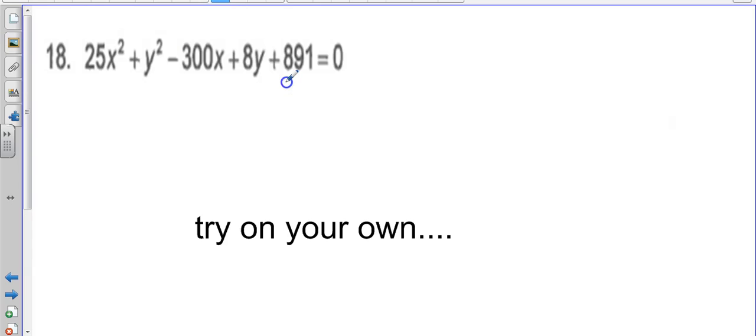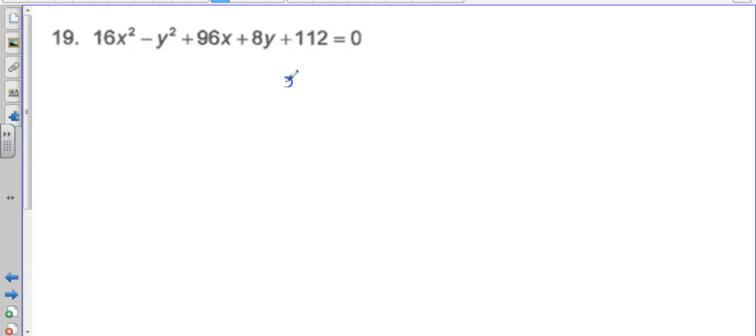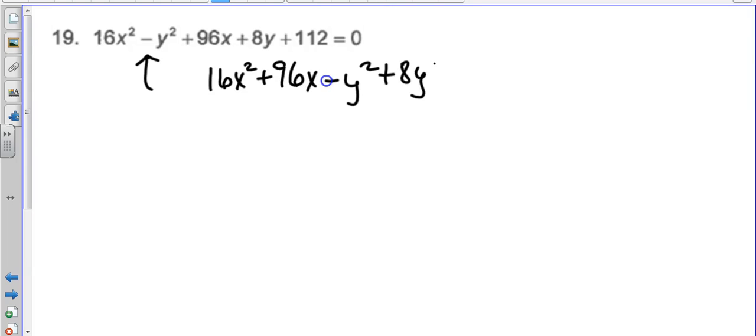I want to skip one. You can try this one on your own in a minute and see what you get. But let's talk about 19. Anybody see why I might want to talk about this one? Because it's negative. Yeah, the negative is the issue. We're going to have to factor out that negative. Okay? So first of all, I'm going to put the x's together and the y's. And move the 112 over to the other side, make it negative.